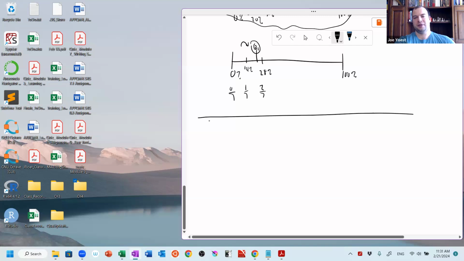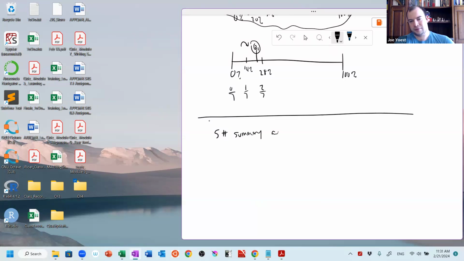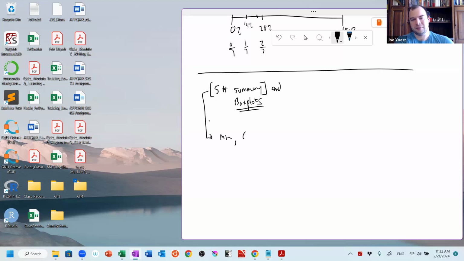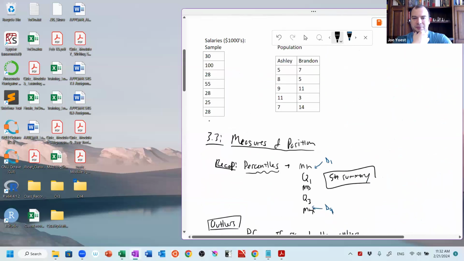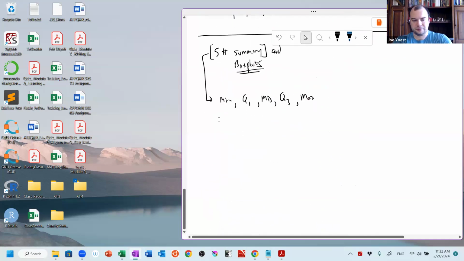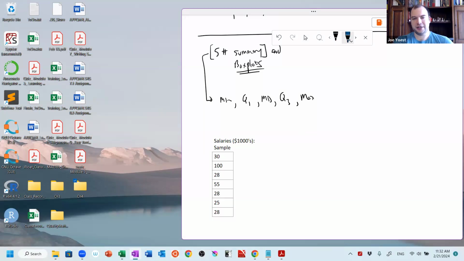All right, and then the last little thing for today is the 5-number summary and its relation to box plots, sometimes called box and whisker plots. Remember, the 5-number summary was the minimum, Q1, the median, Q3, and the max. So let's take, for instance, the salary data here, and let's figure out the 5-number summary for the salary data.